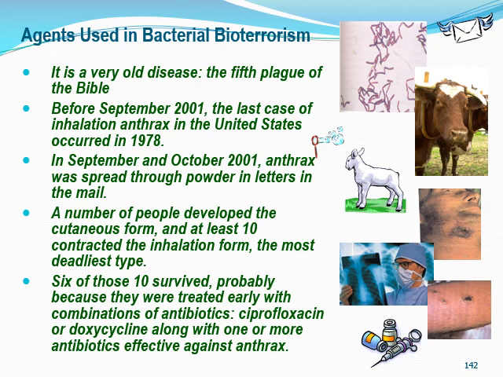Then in September and October of 2001, anthrax was spread through powder that was placed in letters and mailed off to people. So a number of people developed the cutaneous form on the skin, and at least 10 contracted the inhalation form. Because you can imagine, if it is a spore and you go to open that envelope up, it can either drop onto your skin or it can fly into the air, and then you breathe in, it gets into your lungs, right? So 6 of those 10 survived, probably because they were treated early with a combination of antibiotics. Cipro is one of the antibiotics that works, along with 1 or more antibiotics effective against anthrax.